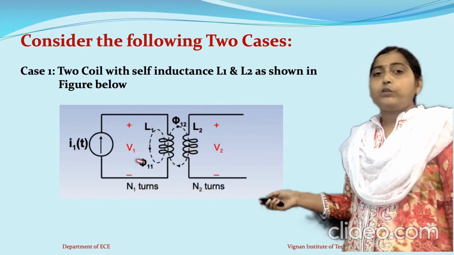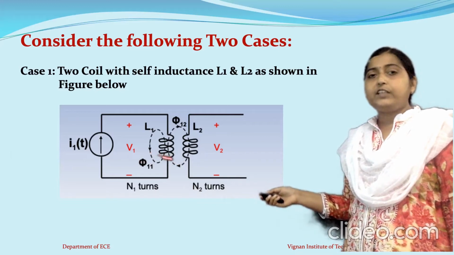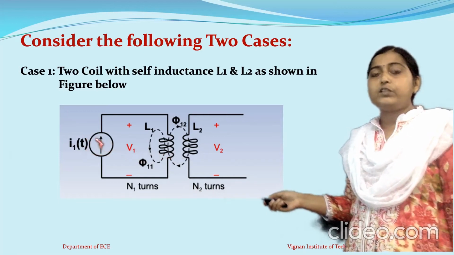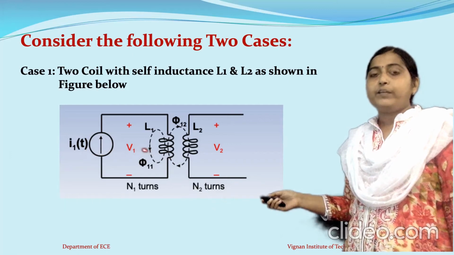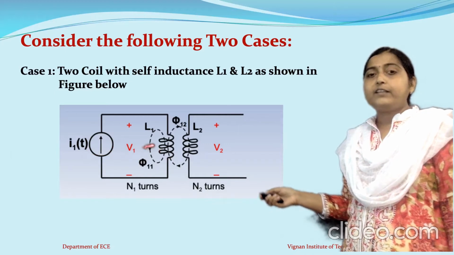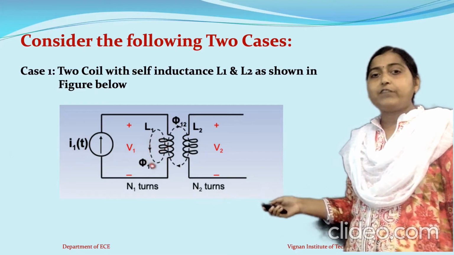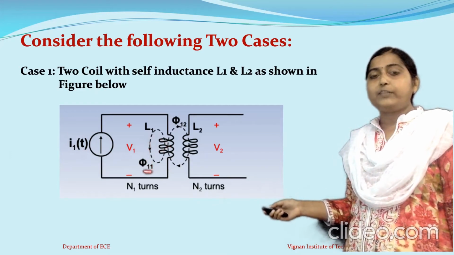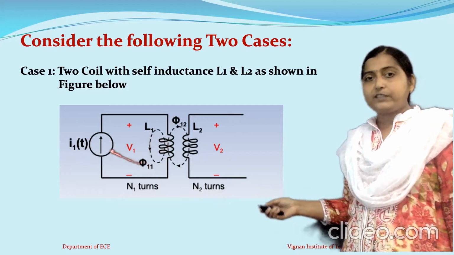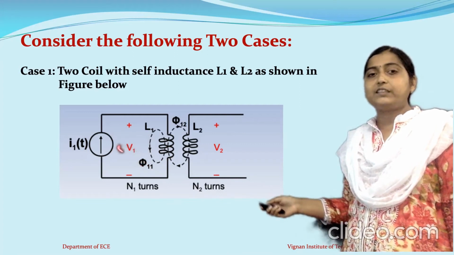Now these two inductor coils have been placed in close proximity with each other. Let us consider that the current I of t is flowing through the first inductor coil L1. Once the current starts flowing through inductor L1, a magnetic flux is induced. Let us represent the magnetic flux induced in the first coil as phi11. Because of this magnetic flux, some voltage is induced across the first inductor. Let us represent this as V1.